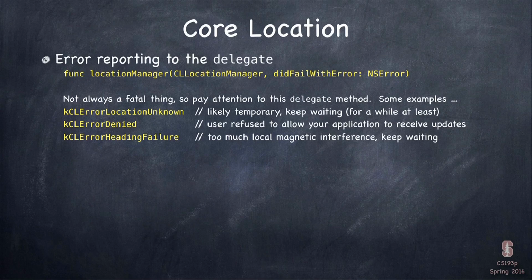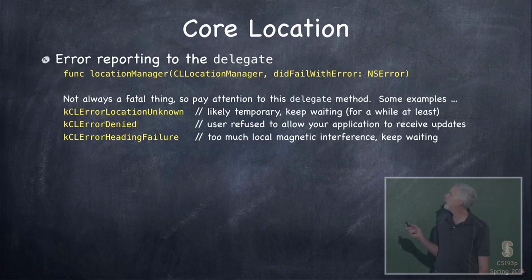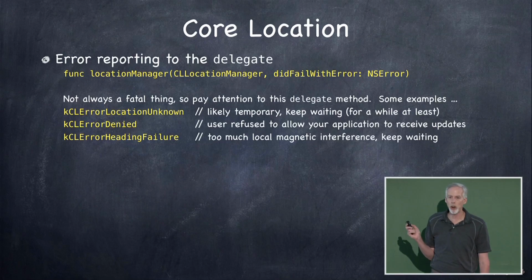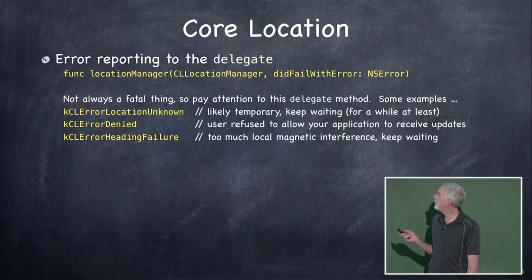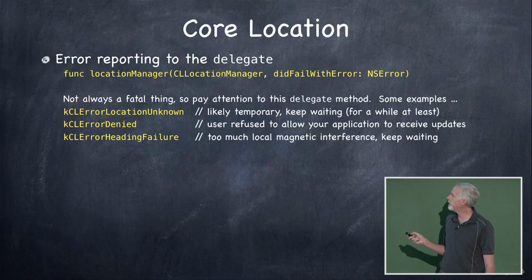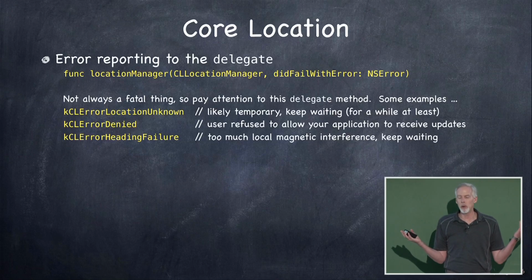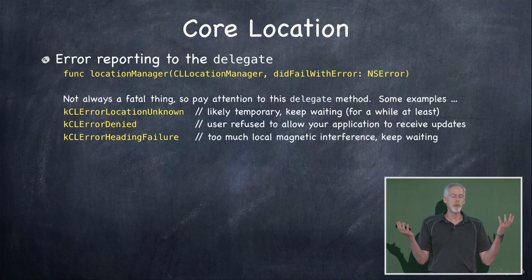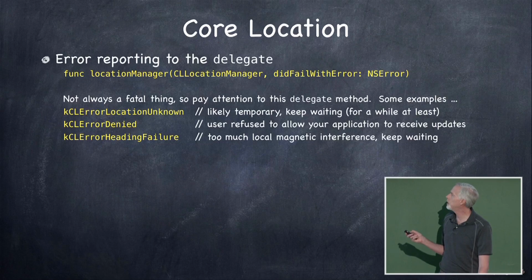Error reporting is important and easy to miss because you have to implement another delegate method here, which is locationManager didFailWithError, but you definitely do want to be looking at this. If you are using location, you have to implement this. Because, for example, the user could at any time go to their settings and say, no, I don't want this guy using my location. In which case, you're going to start getting this denied. And if you don't look for this, your app is just going to go into some wacky state because it's not going to know what's happening. You need to know what's happening.